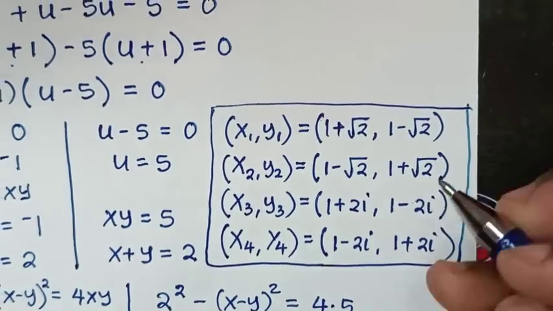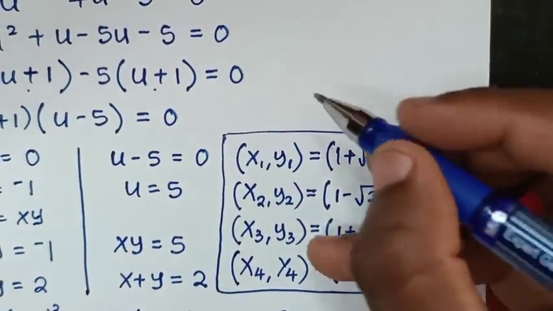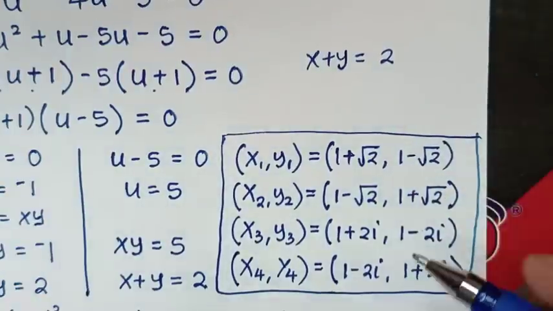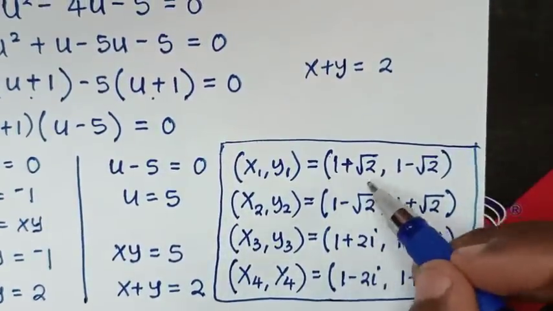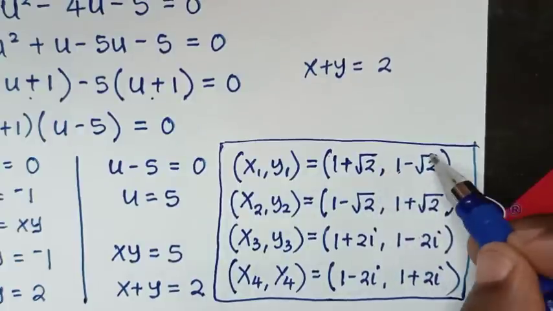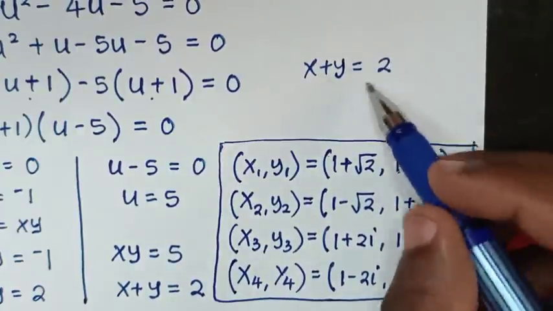If we just check from the first equation, which is x plus y is equal to 2, we take just this plus this. 1 plus 1 is 2. Square root of 2 plus negative square root of 2 is 0. So you can see here the answer is 2.